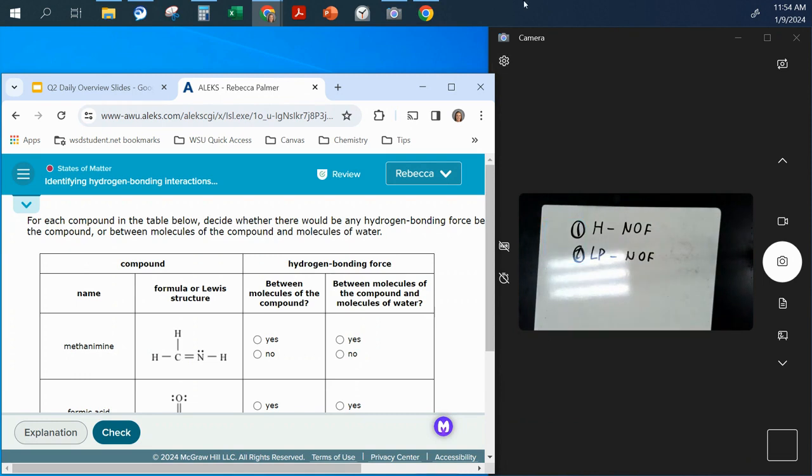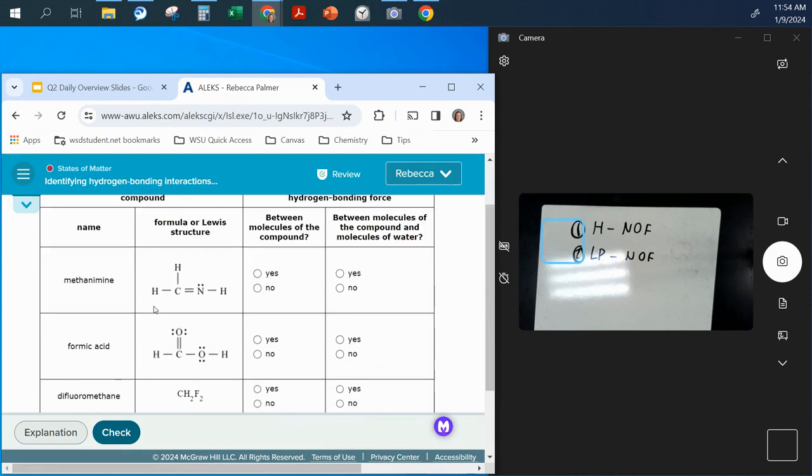We need to know the structure of these. Oh, and some of them have a structure. Great. So this one, we're looking for, is there a hydrogen on a nitrogen, oxygen, or fluorine? There is right here. Hydrogen is bonded to nitrogen. Perfect. Then there has to be a lone pair on nitrogen, oxygen, or fluorine. Yes. So because both of these are true, it will have hydrogen bonding between the same type of compound.